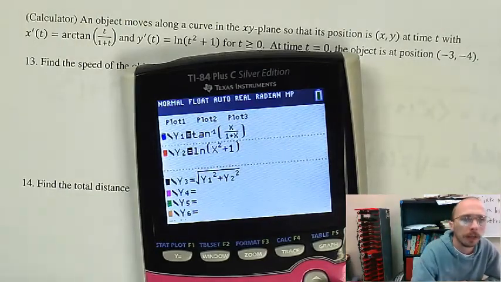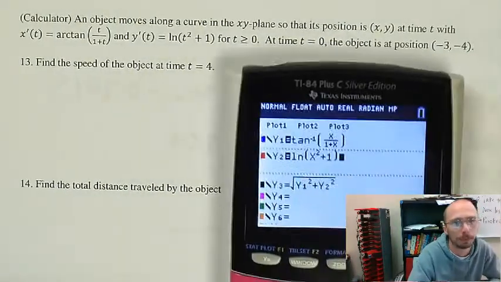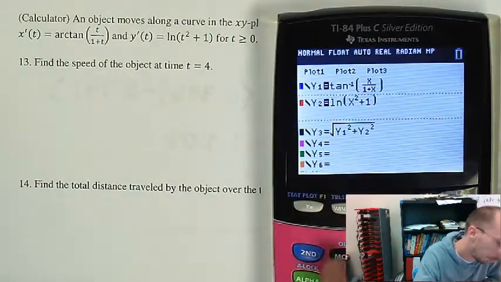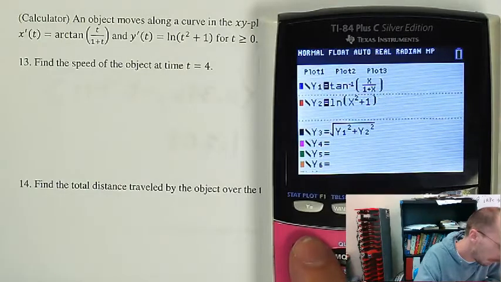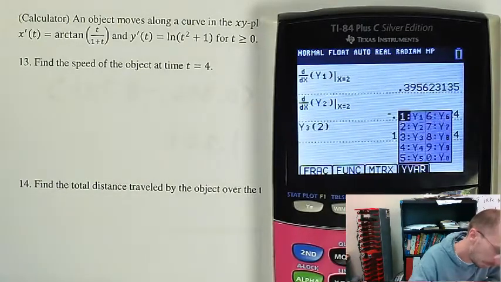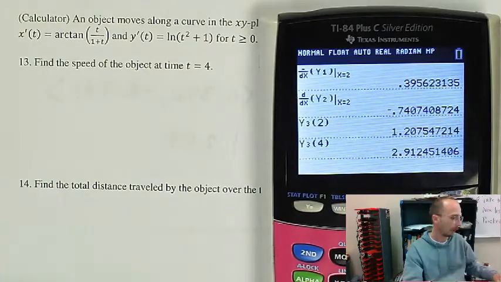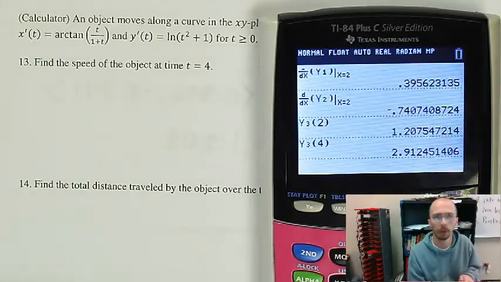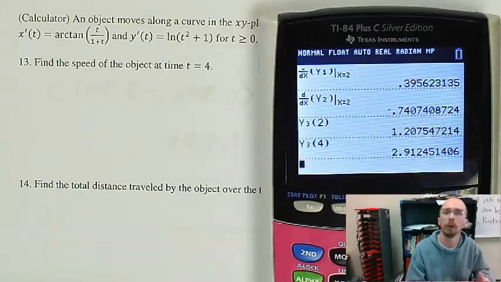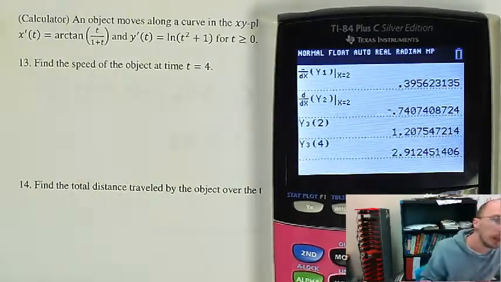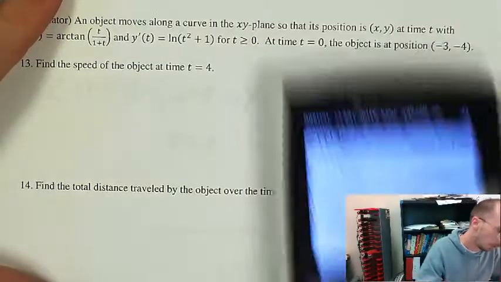Yeah. And okay, I'm sure I'll need speed right off the bat, so I'm not going to be clearing it out. Still square root of y1 squared plus y2 squared. All right, find the speed of the object at time t equals 4. That's just evaluating y3 with 4 plugged in, and there you go. Okay, but we can't just write 2.912. That's not ever going to be acceptable in my class, in this class, in any class, right?